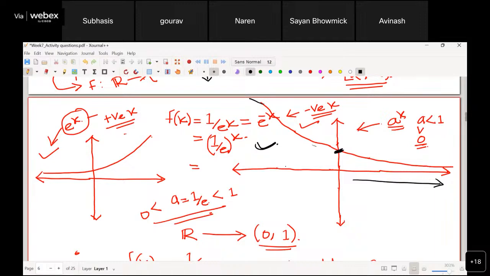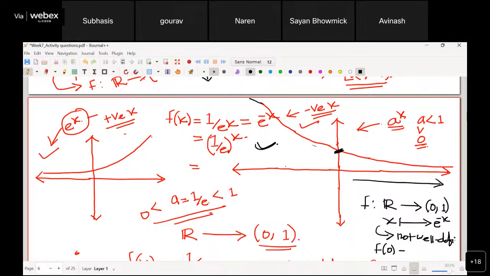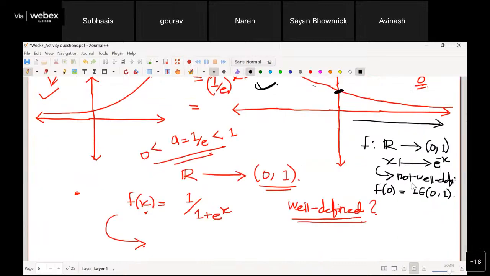So if I consider this function, let's say the function from R to [0, 1], x goes to e power minus x, then certainly this is not well defined, because my f of 0 is itself 1, which is not in my range. Not range, actually it's the codomain. Yeah, codomain. So then this function is not well defined.